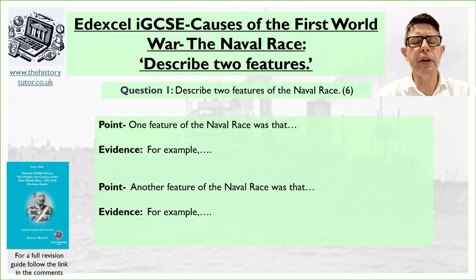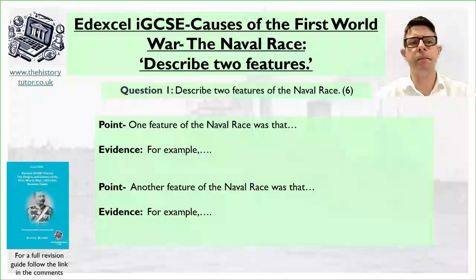Obviously, we're going to do our point evidence style. So we're going to create an argument, back it up with some evidence. It's a describe question. We don't need the explain phase of a PEE paragraph because we've not been asked to explain. So make a point. One feature of the naval race was, for example, and back it up with some facts and evidence. Try to have 2 or 3 facts in there. Another feature of the naval race was, and back it up with some evidence again with some facts.